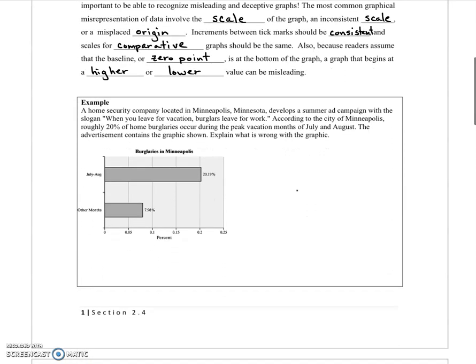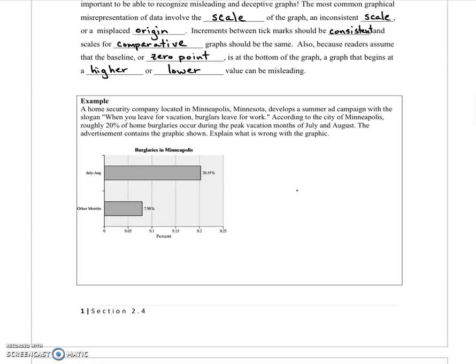So, for example, a home security company located in Minneapolis, Minnesota, develops a summer ad campaign with the slogan, "When you leave for vacation, burglars leave for work." According to the city of Minneapolis, roughly 20% of home burglaries occur during the peak vacation months of July and August. The advertisement contains the graphic shown. So let's look at this and decide what's wrong with it. There are several things that are wrong with this graph.